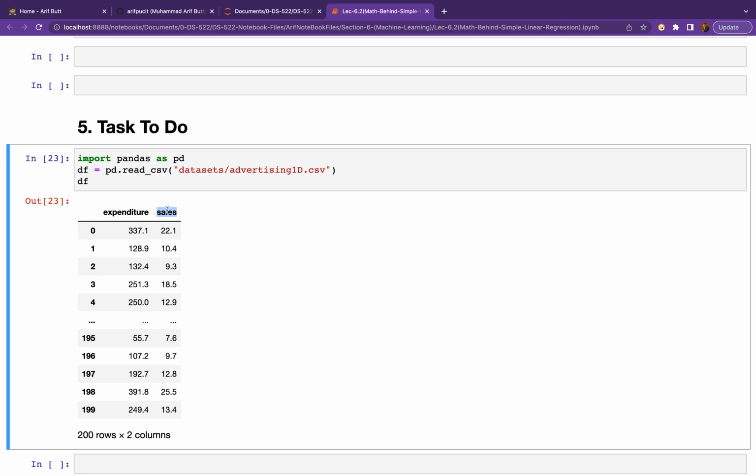Well, anyway, this dataset consists of sales in thousands of units of a product in 200 different markets. The expenditure column shows the advertising budget in thousands of dollars for the product in each of those markets. And what you need to do is check, given this dataset, if there is a relationship between advertising budget and sales, and if there is a relationship, how strong is that relationship, and is that relationship linear.